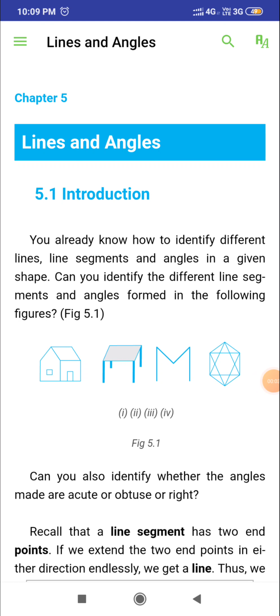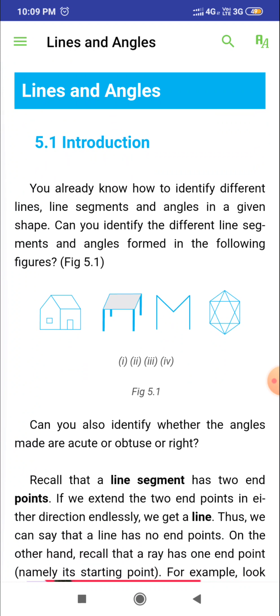Hello everyone. In our last video, we had discussed some basic concepts related to the chapter lines and angles. After that, we had discussed the related angles, which are 5 in number. So now in this video, we are going to start exercise 5.1 of this chapter.